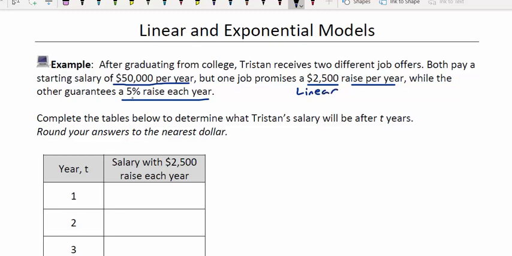The second job will not raise Tristan's salary the same amount each year because it's based on the salary the previous year. It says they're going to raise his salary 5% each year, implying 5% of whatever he made last year. Anytime something changes the same percentage each year, that is the definition of exponential. Let's make out a couple of table values to make this even clearer.